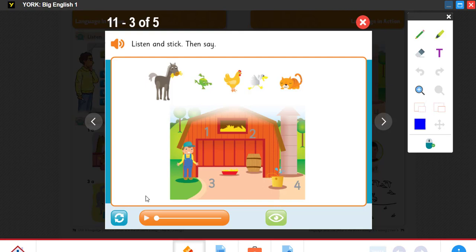Let's listen again and try to stick. 1, Look! What is it? It's a small grey horse. Oh, what's it doing? It's eating.